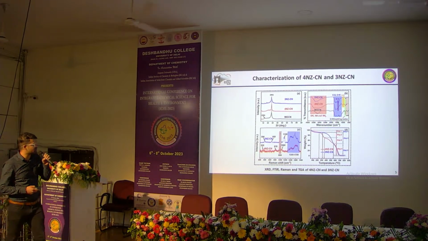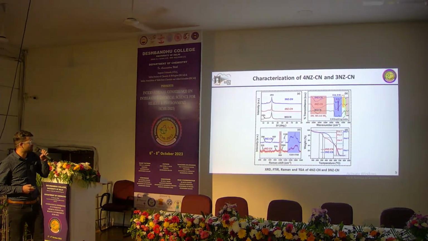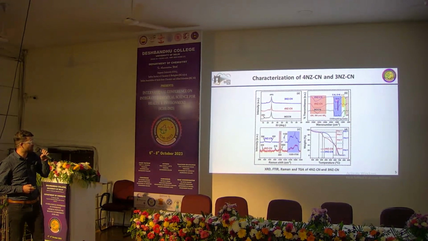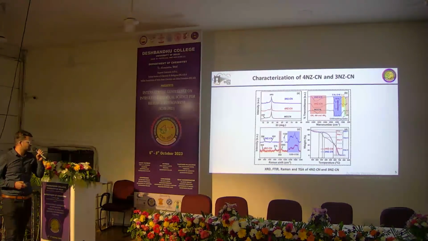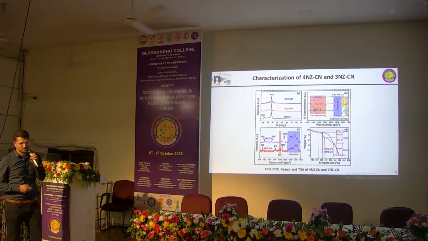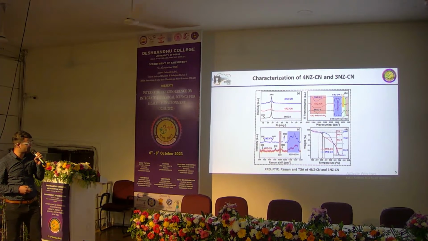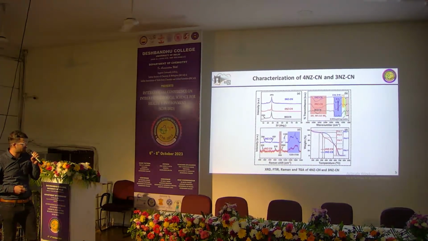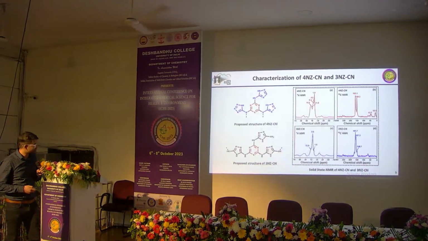So from the FTIR spectroscopy, we found that these have mainly carbon-nitrogen single bond, carbon-nitrogen double bond, nitrogen-nitrogen single bond, and nitrogen double bond functionalities. Further, this Raman spectroscopy also complements the FTIR results. Then we have checked the thermal stability using a TGA technique, where we have found these two carbon nitrides have thermal stability up to 300 degrees Celsius.